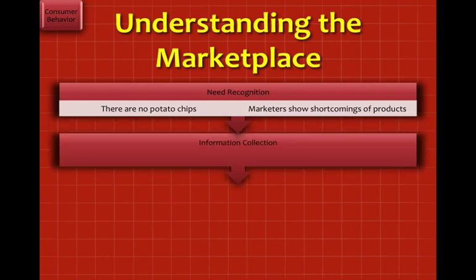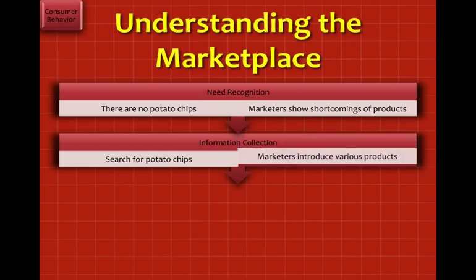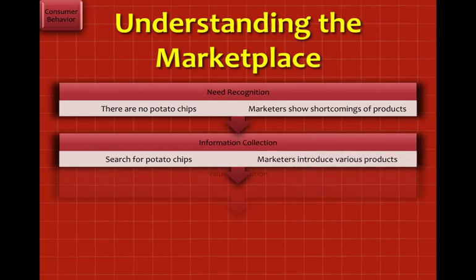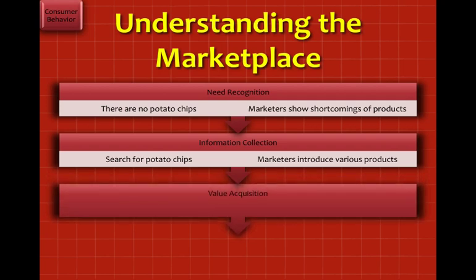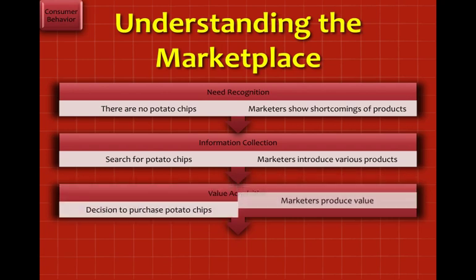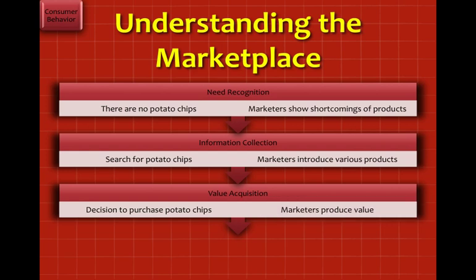This they do also by collecting information from you while you're searching for potato chips. So they may figure out through a scan or a survey that there are certain types of chips you like, certain flavors, styles, et cetera. And so what they will then do is introduce these various products to you. After they've collected that information, this creates a value for you as a consumer, and you make a decision to purchase potato chips when you're in the grocery store. And the marketers are the ones that produce that value.